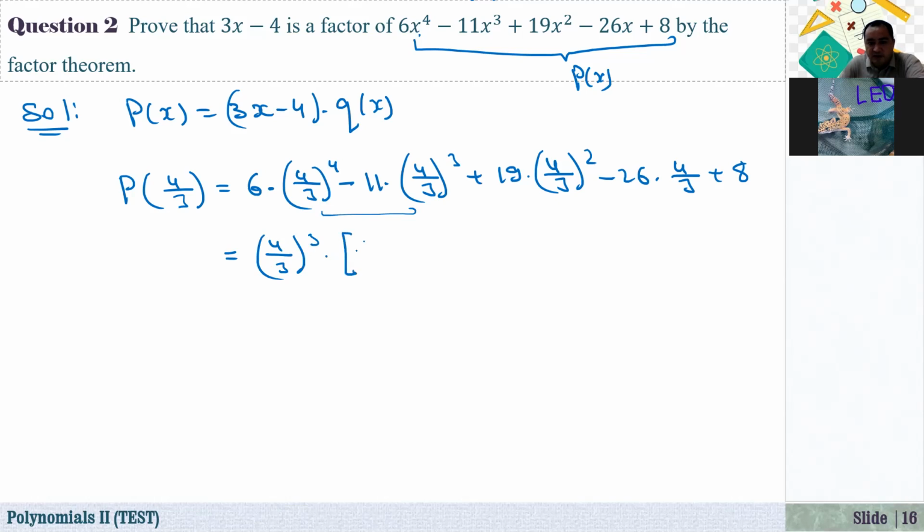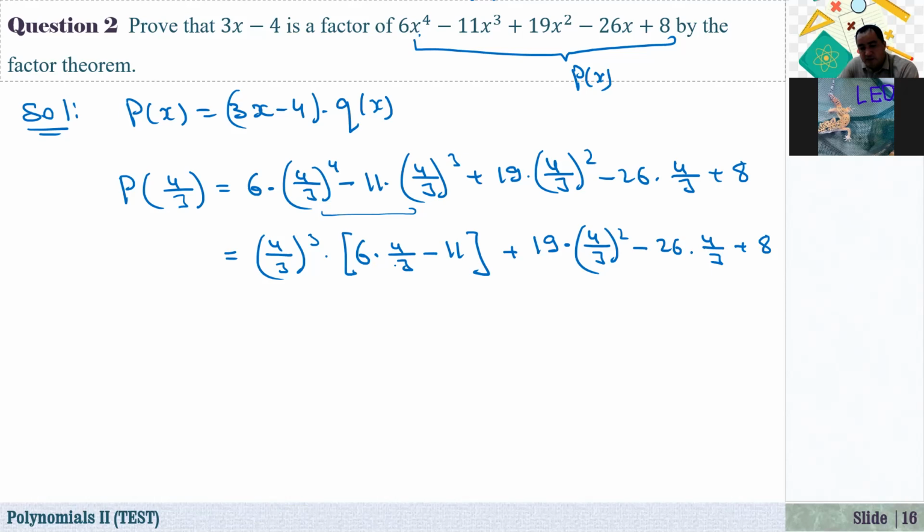What's left inside? Here we have 6 times 4 over 3 minus 11. And plus, how about this one? I have nothing to do here. 19 times 4 over 3 squared plus this one is 26 times 4 over 3 minus and plus 8.